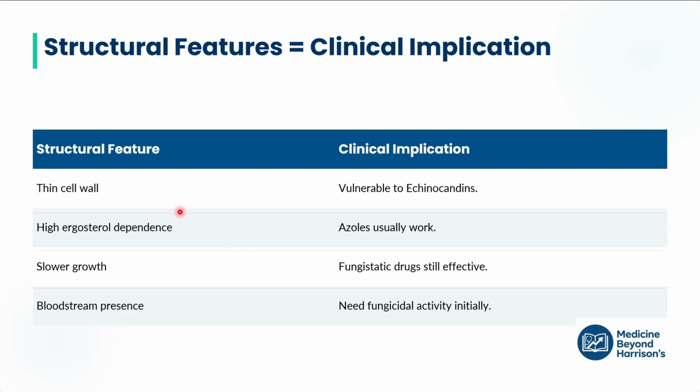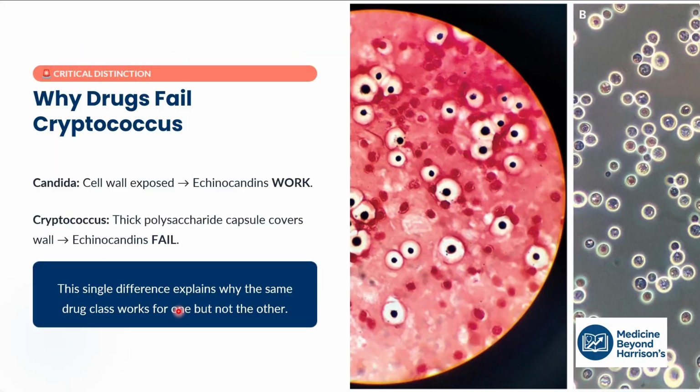This depends on the thin cell wall, which is vulnerable to echinocandins, and the cell membrane has high ergosterol content. Azoles usually work very well because of the slower growth, so fungistatic drugs are effective. And if the yeast is present in the bloodstream, only then do you need a fungicidal drug.